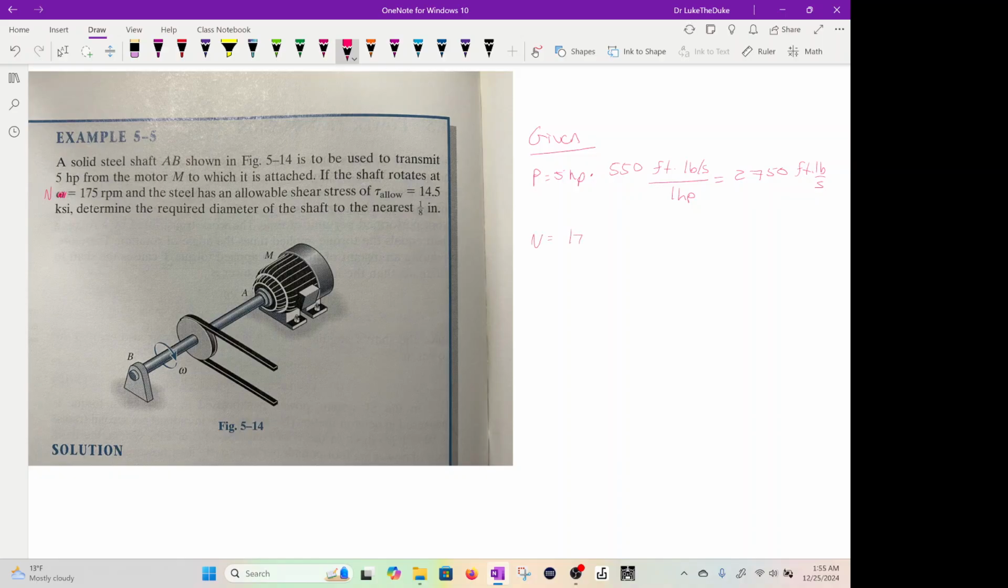N is 175 RPMs. Let's find omega, which is N times 2 pi over 60. So 175 times 2 pi over 60, and this becomes 18.33 radians per second. And then we have tau allow, which is 14.5 KSI. And I think that's it.